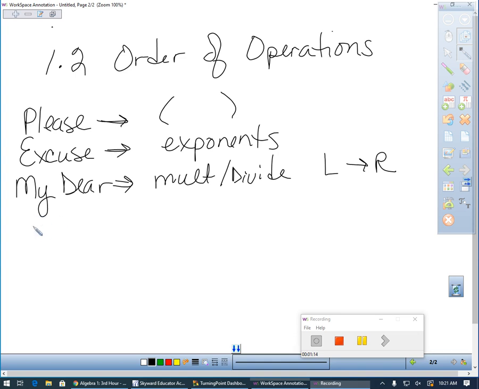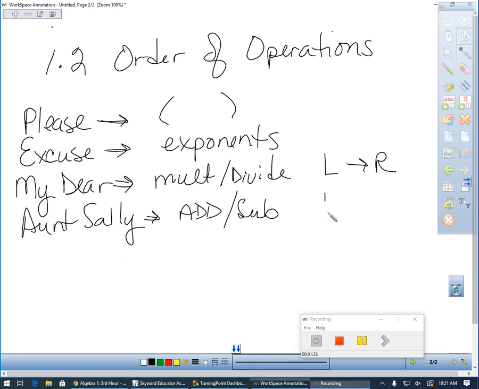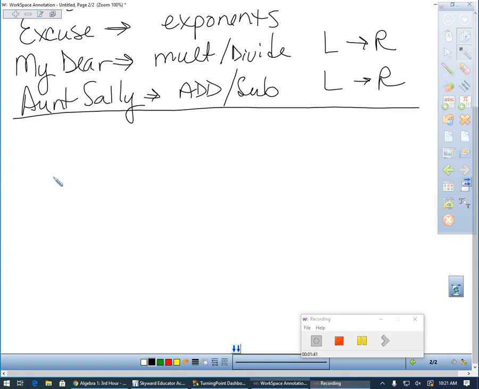And then, of course, Aunt Sally goes together. And Aunt Sally represents adding and subtracting, exactly. And how do we do those? Very good. All right. So I know you guys have done these many times, so let's just revisit a couple things. We're jumping into example number 1.